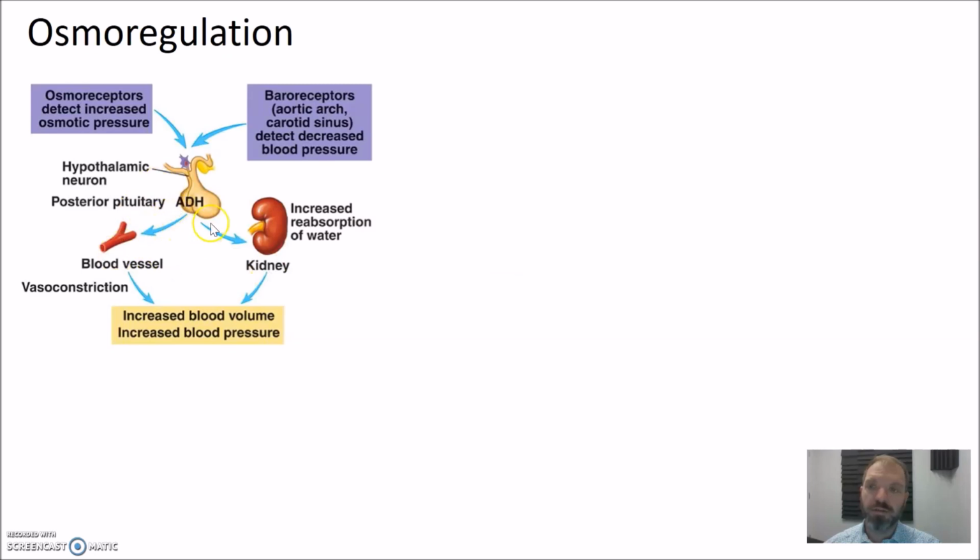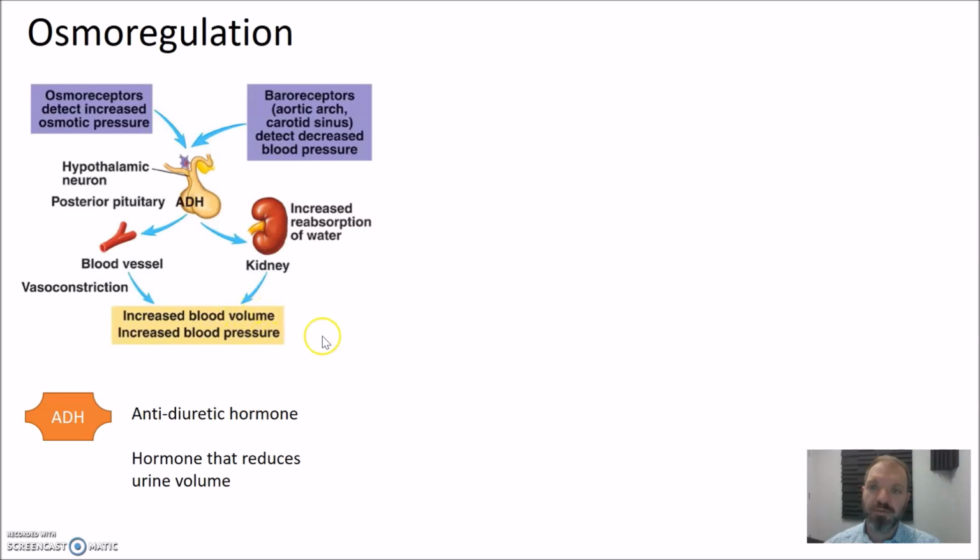Moving through here, the antidiuretic hormone will have effects on the blood vessel, but also on the kidney, in order to increase reabsorption of water, which will increase blood volume and blood pressure. The constriction of vessels will also increase blood pressure. So antidiuretic hormone is the one that does that, and it's a hormone that reduces the urine volume. As you can imagine, if there's lots of water leaving through urine, you end up with low blood volume. If you stop the urination, you can retain more water and increase blood volume and therefore blood pressure as well.